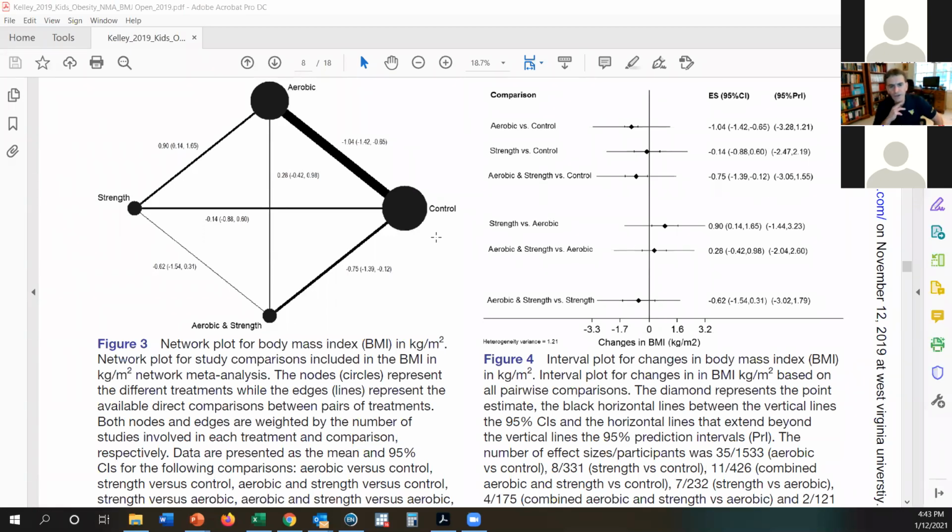Yeah. And you can also partition out the data, you don't see it here, by direct and indirect evidence also. There are plots to do that.